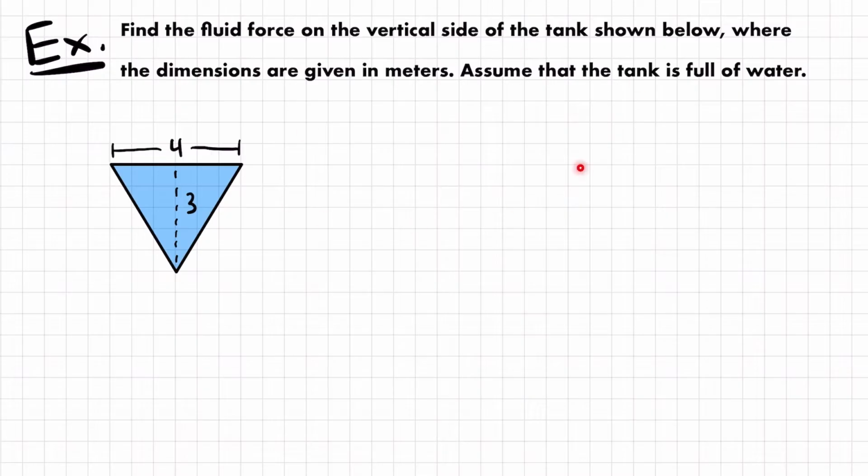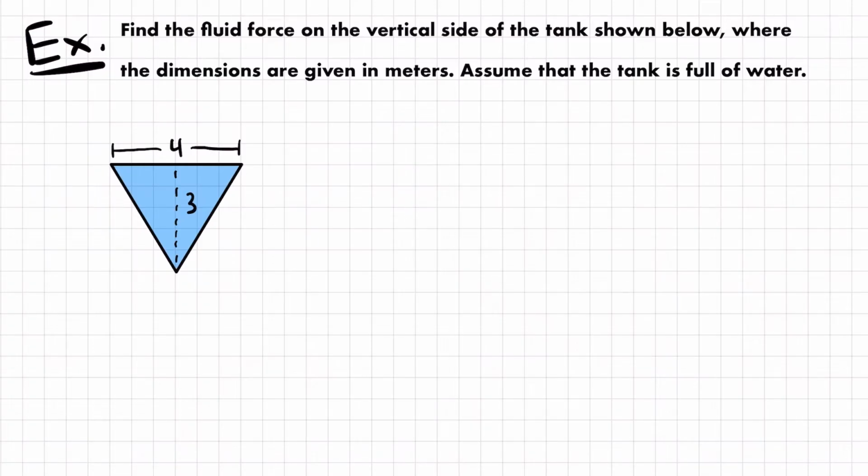So here's our next example. We want to find the fluid force on the vertical side of the tank shown below, where the dimensions are given in meters. Assume that the tank is full of water. All right, so in this case, we aren't necessarily submerging a surface into water. Instead, we're looking at the side of a tank that is filled with water, and so that side of the tank is going to experience a force from the water in the tank.